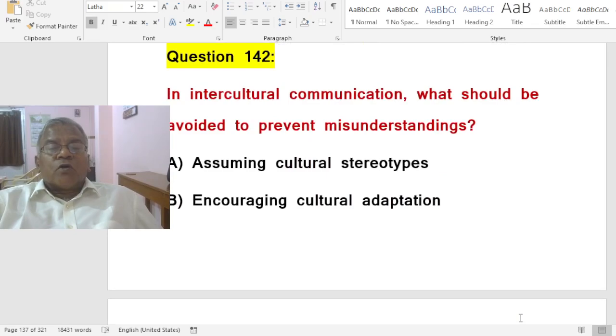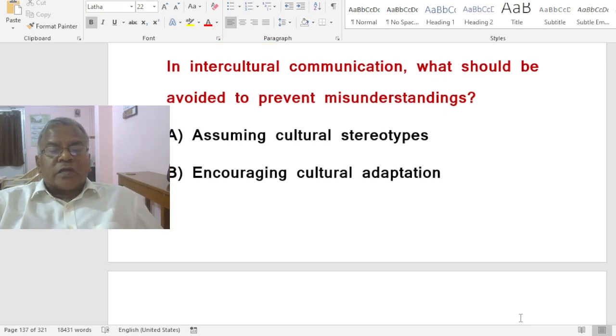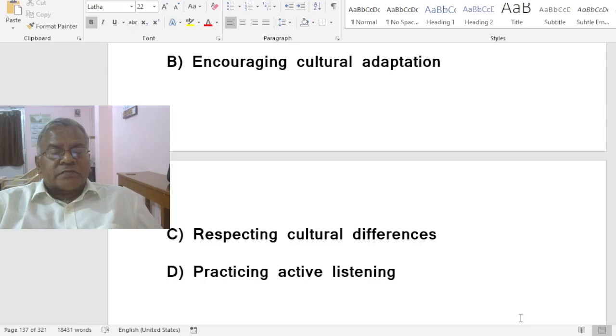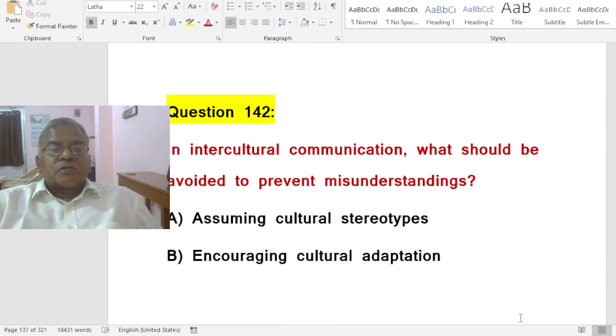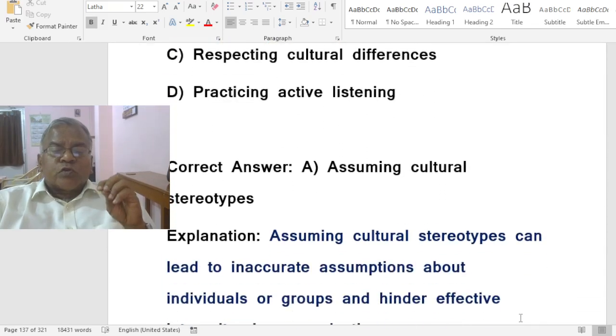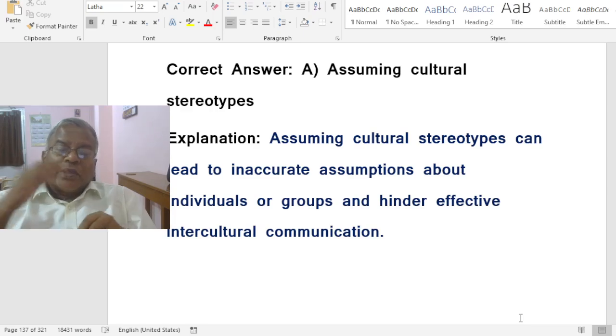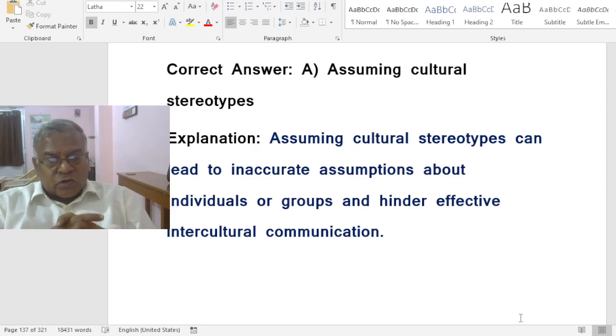In intercultural communication, what should be avoided to prevent misunderstandings? A. Assuming cultural stereotypes. B. Encouraging cultural adaptation. C. Respecting cultural differences. D. Practicing active listening. Assuming cultural stereotypes. Assuming cultural stereotypes can lead to inaccurate assumptions about individuals or groups and hinder effective intercultural communication. Wrong judgment, in other words.